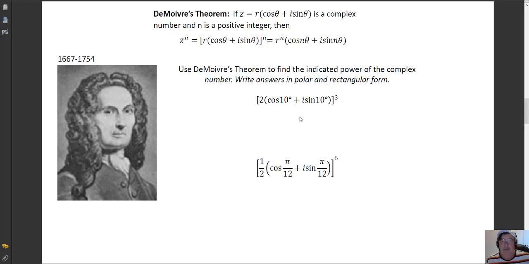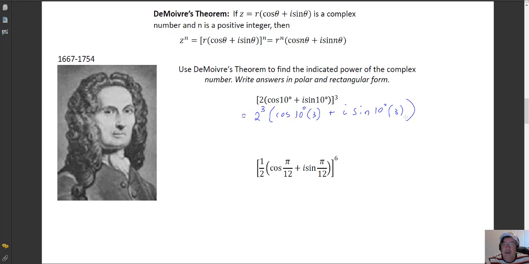All right, so we've got a few examples here. Let's take a look at these, and we'll do these. All right, so DeMoivre's rule says if you look up top, if we take the 2 on the inside here, the r number, and we raise it to the 3rd power, so we're going to execute DeMoivre's theorem here, all right? And then we're going to take and multiply that by the cosine of the angle, which in this case is 10 degrees, and then we're going to multiply that by 3, plus i sine 10 degrees multiplied by this power 3.